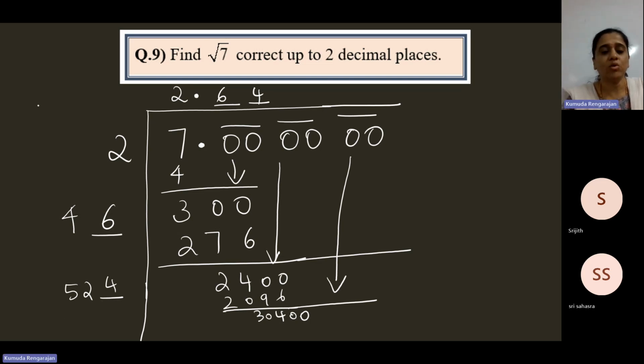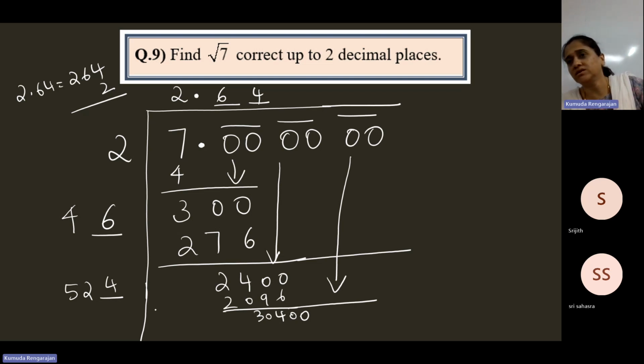Double the quotient. What's the quotient? 2.64. But don't see it as 2.64. Look at it as 264. Double it, 528. And what's the last digit? 5. 528, 5. Whatever digit you place here, place the same digit here. And it's 5.